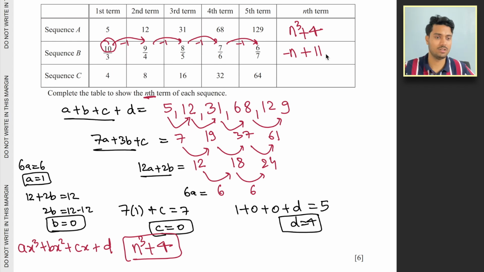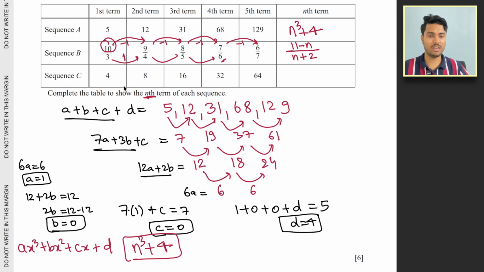But we also have to check the denominator. So I can write 11 minus n upon, let's check the denominator: 3 to 4, 4 to 5, 5 to 6. So it's increasing by 1. So n plus 2, because 1 plus 2 is 3. For the second term, 2 plus 2 is 4. For the third term, 3 plus 2 is 5. For the fourth term, which should be 6, 4 plus 2 is 6. That means this is the correct answer.